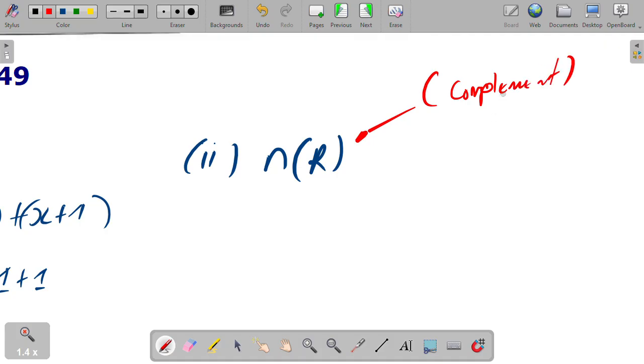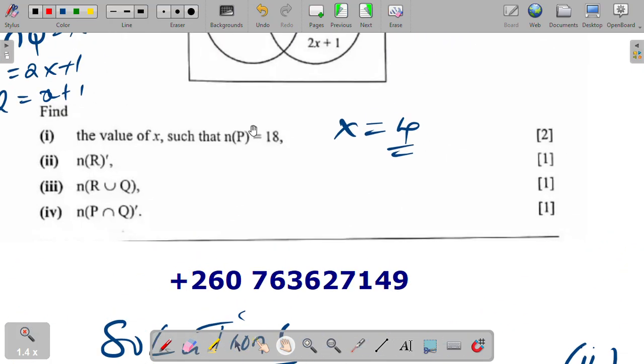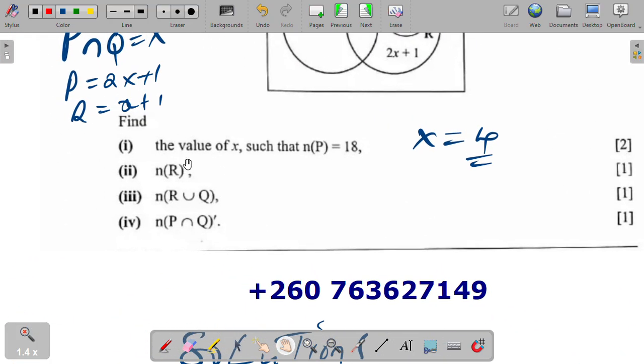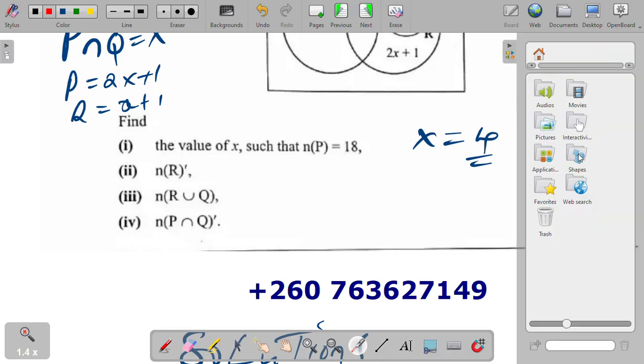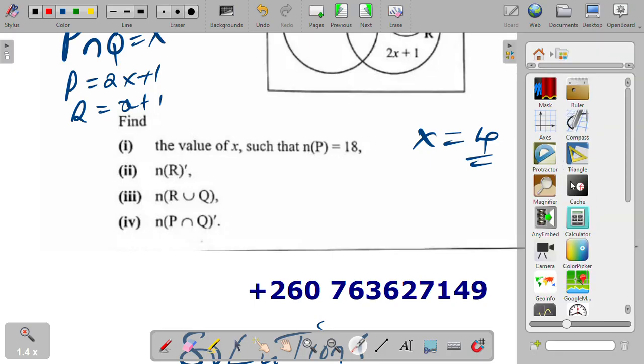And complement means don't include the elements that are in R. In other words, when you see this symbol or sign here in the question, as you can see there. Okay, maybe let me just zoom it so that you can see it properly. Let me look for my elements here. Let me get this magnifier so that you see it properly.